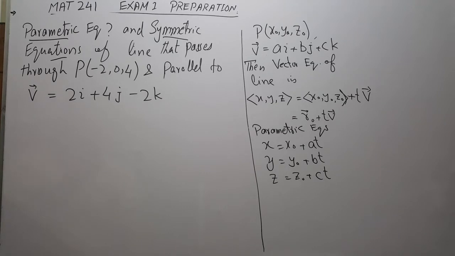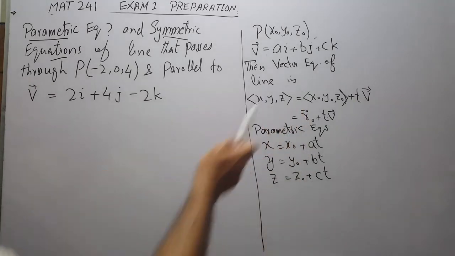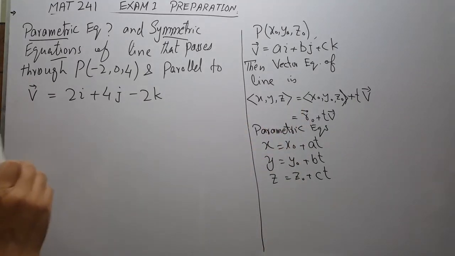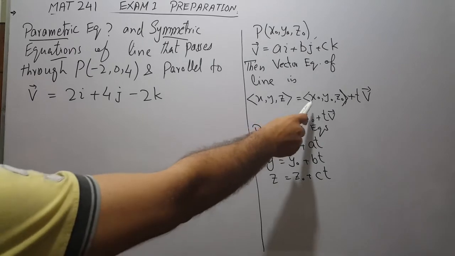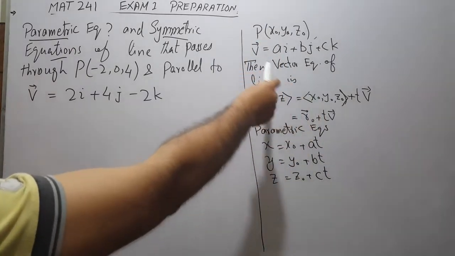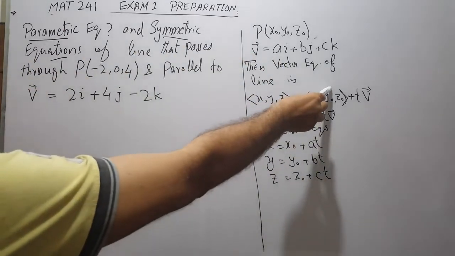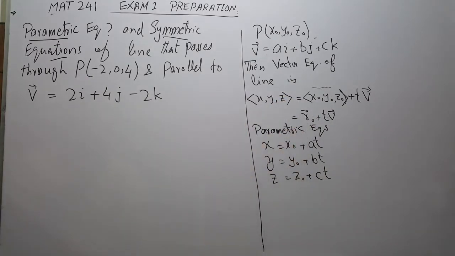then the vector equation of the line, or the equation in vector form, is given by the vector notation x, y, z is equal to the initial values from which point the line passes, x naught, y naught, z naught, plus t times v, where t is any parameter. This is sometimes also called r naught, the initial vector or the initial point from where it passes through, and tv.